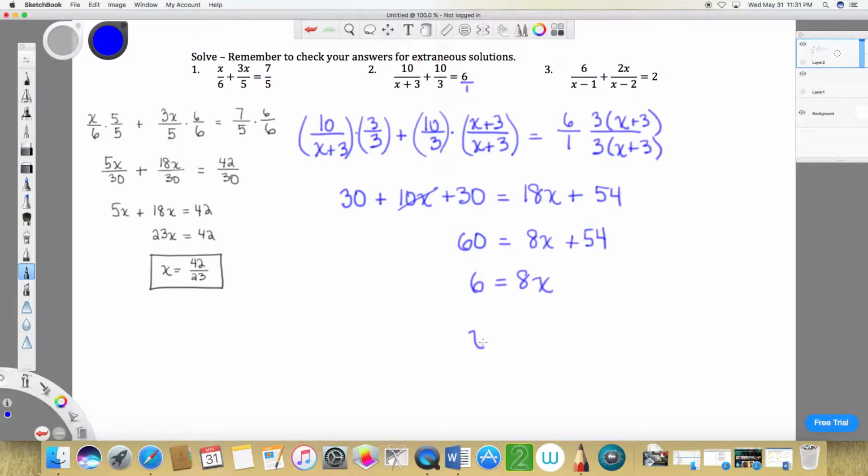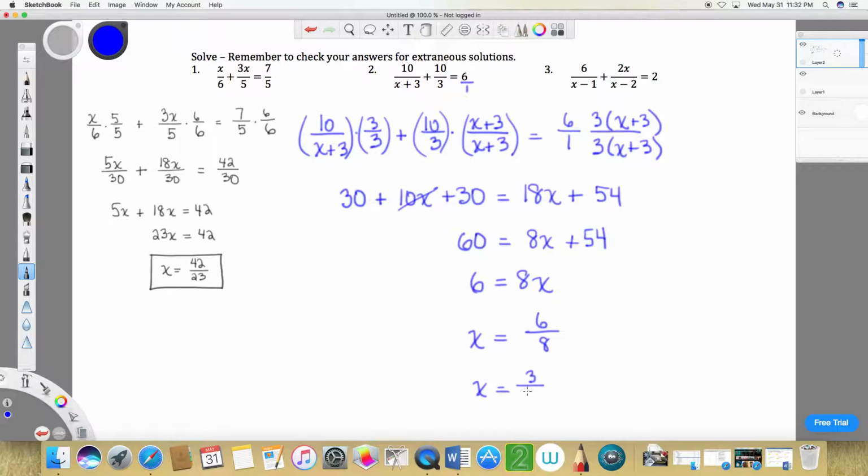And if we divide by 8, 6 divided by 8. Now be careful, don't divide by 6. Divide by the coefficient in front of the variable. And this 6 divided by 8 reduces. You are expected to write your fractions in lowest terms. So it shares a common factor of 2.